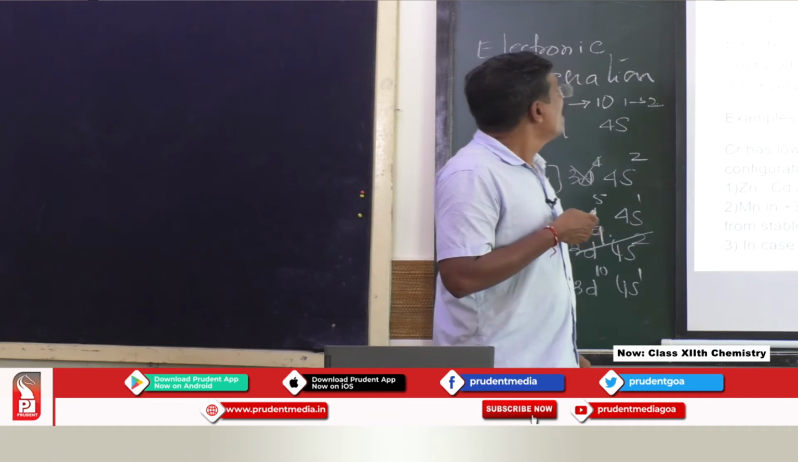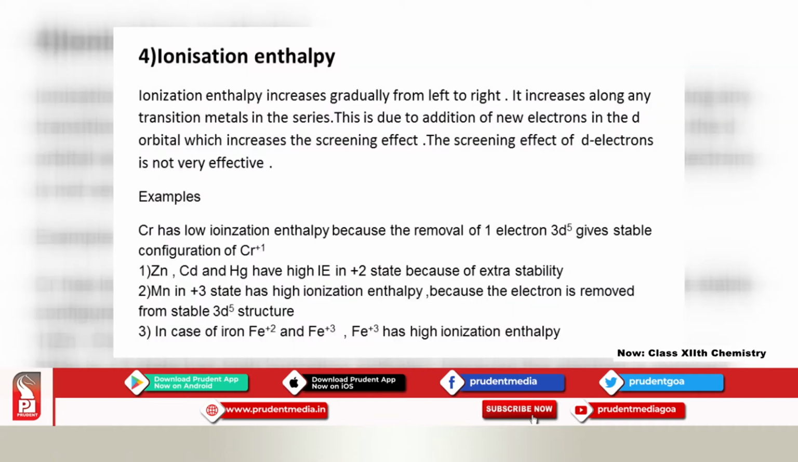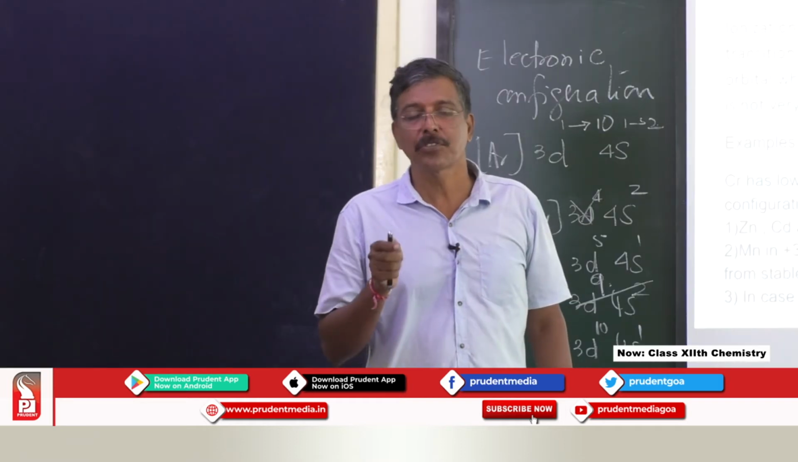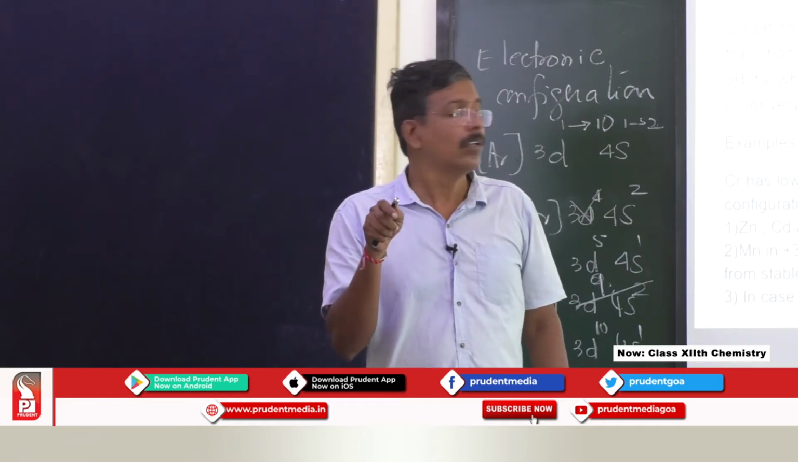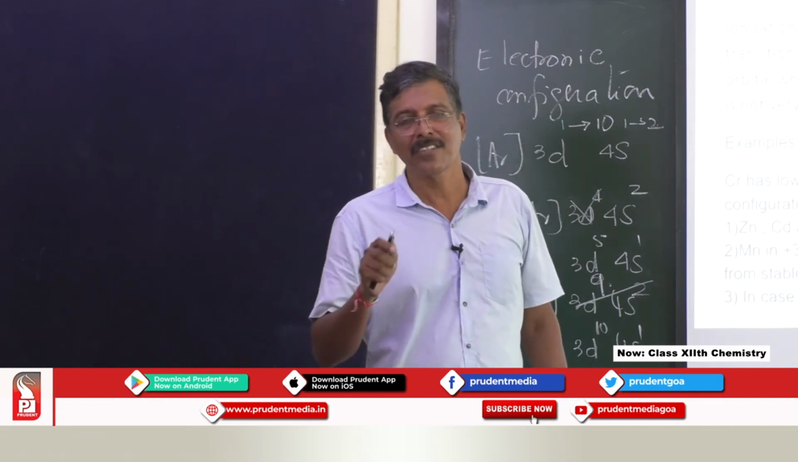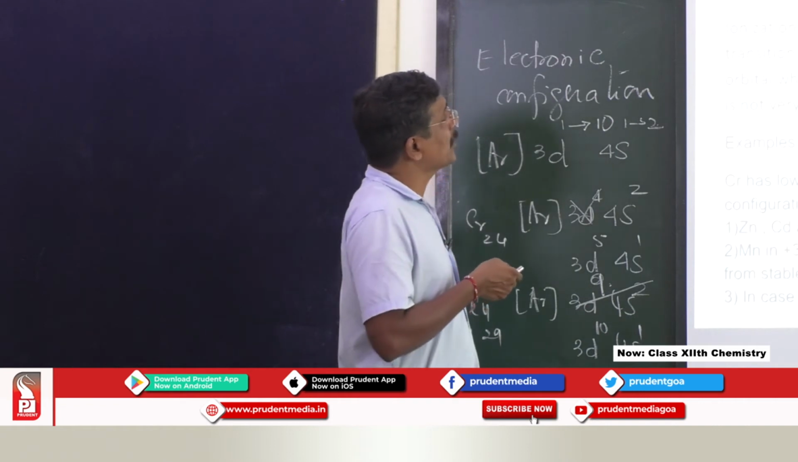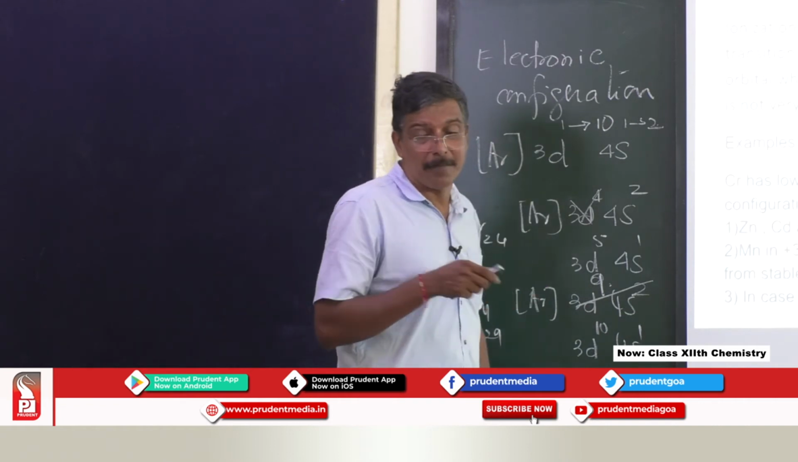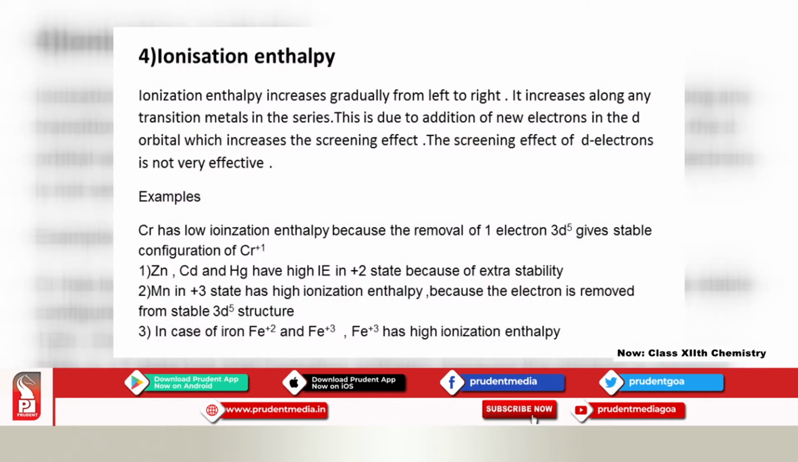Let us see here. Ionization enthalpy increases gradually from left to right. Why? Ionization energy and atomic radius are inversely proportional. If the size is more, ionization energy is less. If size is less, ionization energy is more. Ionization enthalpy increases gradually from left to right and atomic radius decreases gradually from left to right. It increases along any transition metal series, and this is due to the addition of new electrons in the d orbitals, which increases the screening effect. Okay?